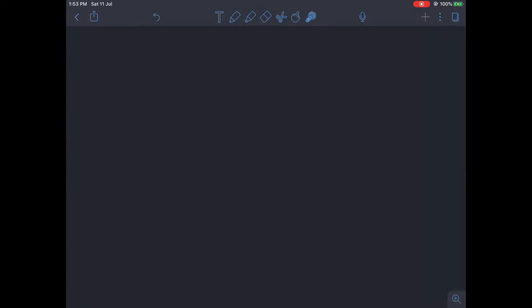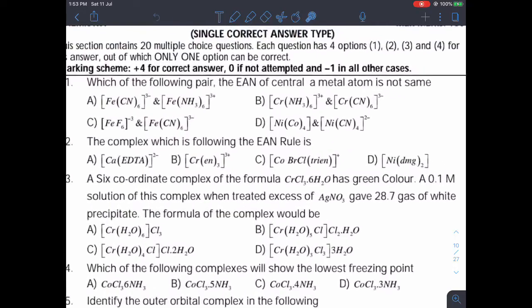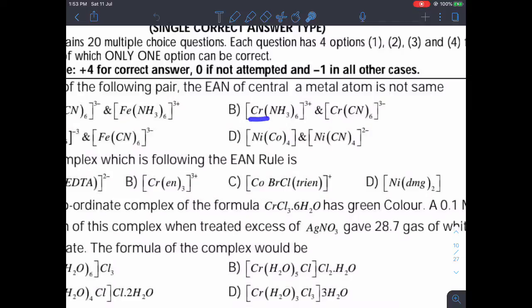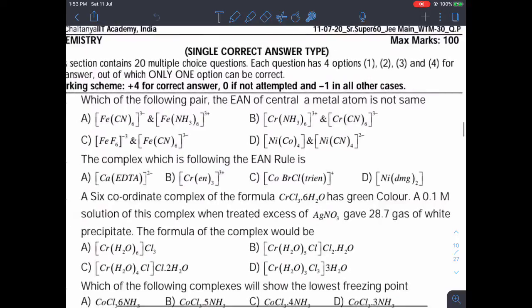Now similarly look at the other examples. Let's talk about B, chromium and chromium here. What is the oxidation number? Plus 3, and plus 3. What is the coordination number? 6, and 6. That means this also will be the same. Similarly, you can think about FeF6. The oxidation number is plus 3, and here once again plus 3. The coordination number is 6 and 6. So everything is the same, and it will also have the same value.